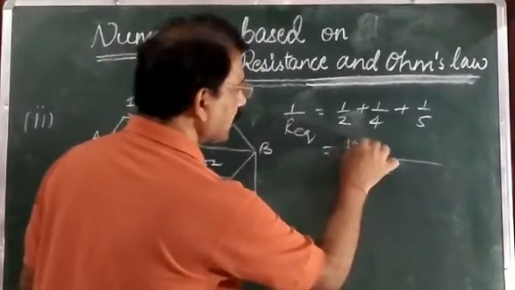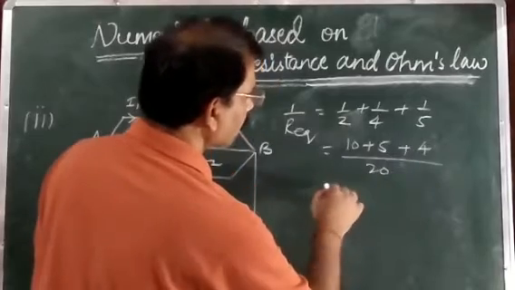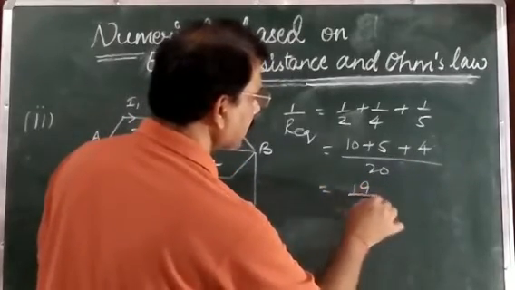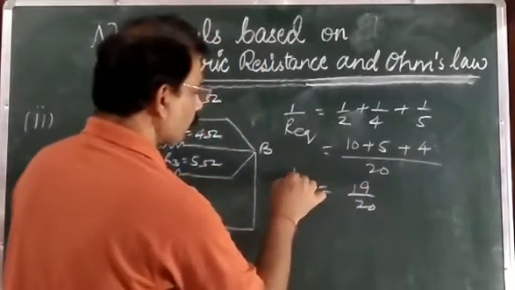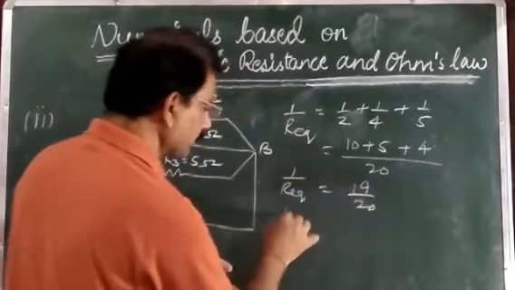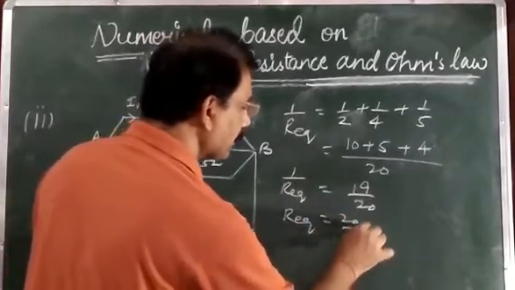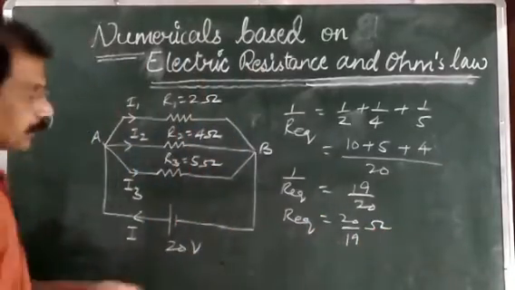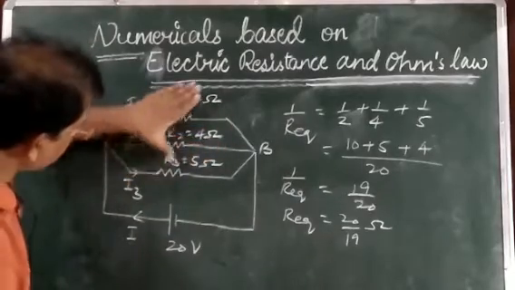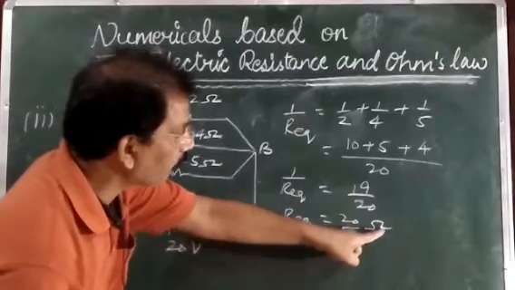This one is 10 plus 5 plus 4, and you will get here 19 by 20. Means 1 upon R equivalent is equal to 19 by 20. So R equivalent is equal to 20 upon 19 ohm. Now at place of all these three resistors, you can put a single resistance of 20 by 19 ohm.